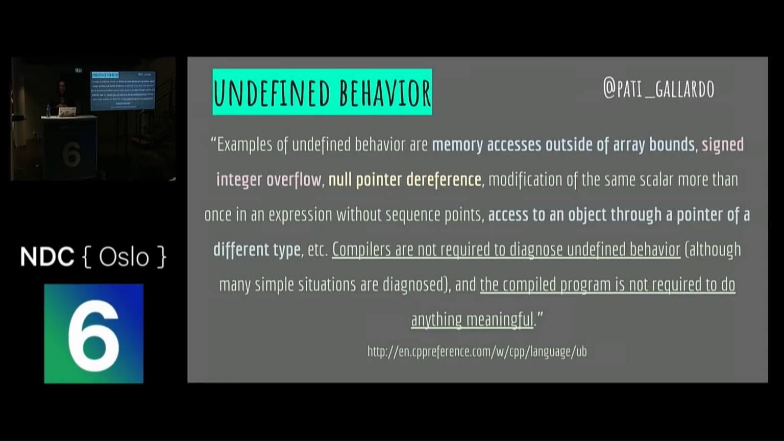But for most people, they might not know what undefined behavior is, which is one of the interesting parts of C and C++. So I'll read this, and this is from the spec. It says, examples of undefined behavior are memory accesses outside of array bounds, signed integer overflow, null pointer dereference, modification of the same scalar more than once in an expression without sequence points, access to an object through a pointer of a different type, etc. And this part is like the fun part. Compilers are not required to diagnose undefined behavior, although many simple situations are diagnosed. And the compiled program is not required to do anything meaningful.